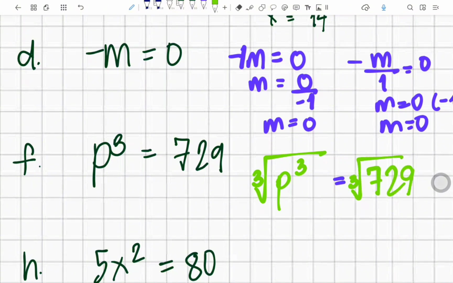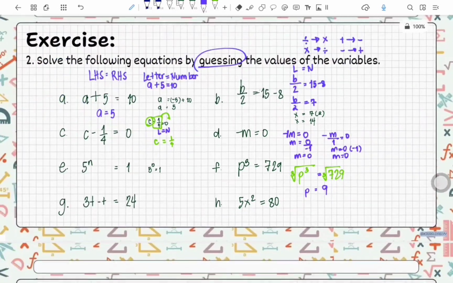Okay, what we do to the left, we also have to do to the right. Now, what is cube root? This will become P is equal to the cube root of 729. Okay, the answer is 9.